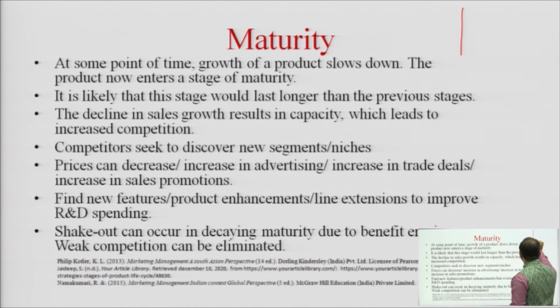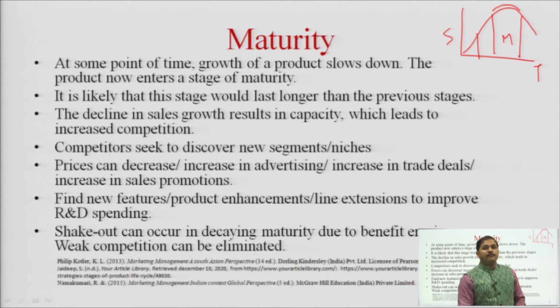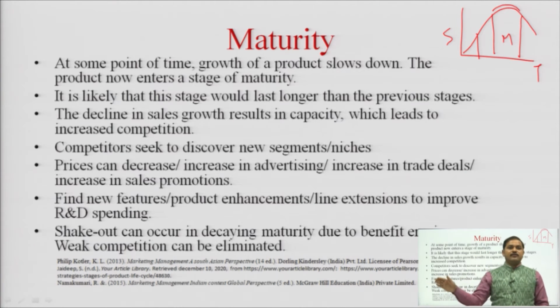It talks about this particular aspect. This was the introduction, next is growth, and this particular phase is called the maturity phase, characterized by M. This is sales and this is time. So, in the maturity phase, once the product has reached its maximum potential over here, at some point the growth of the product slows down. The product now enters the stage of maturity.